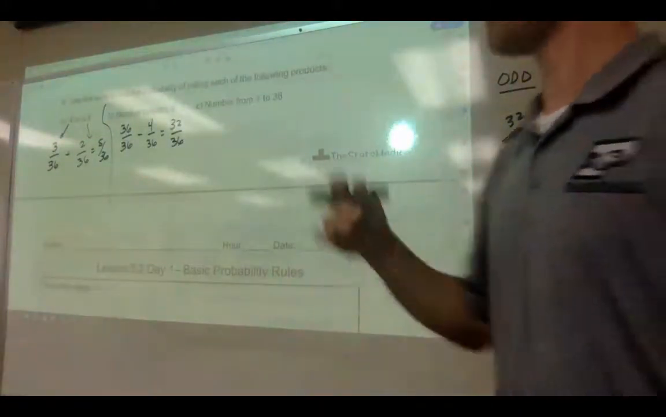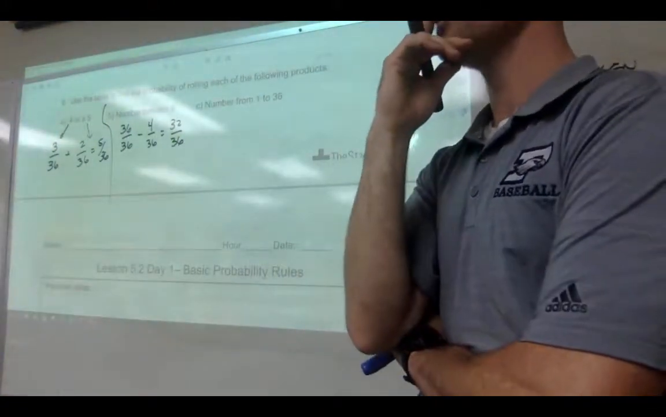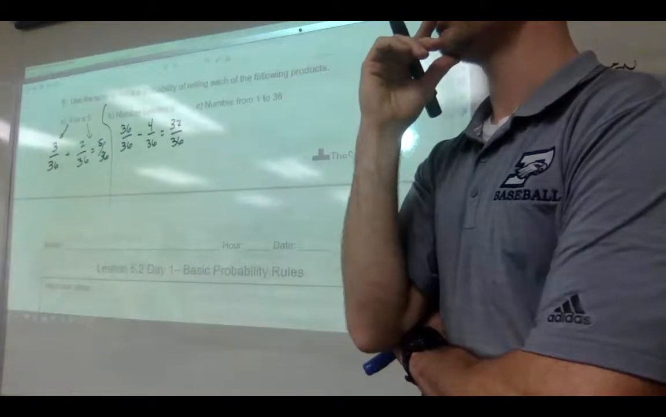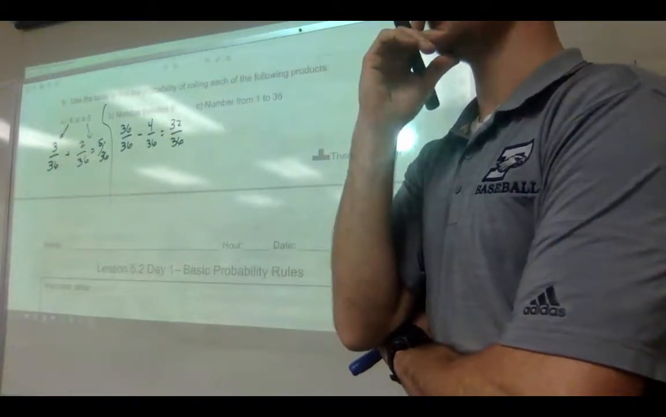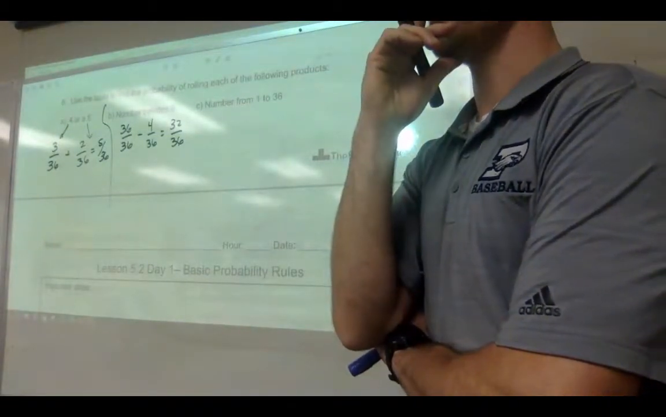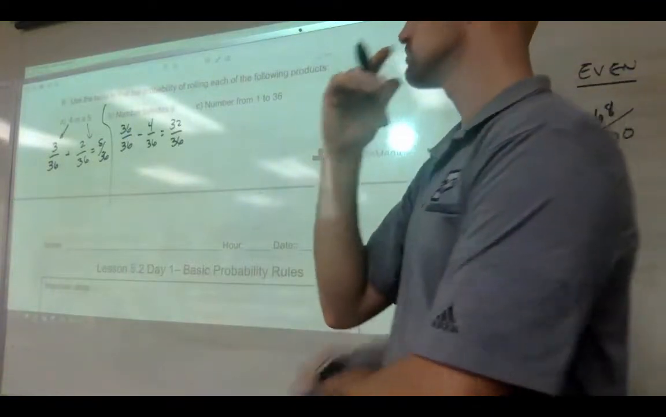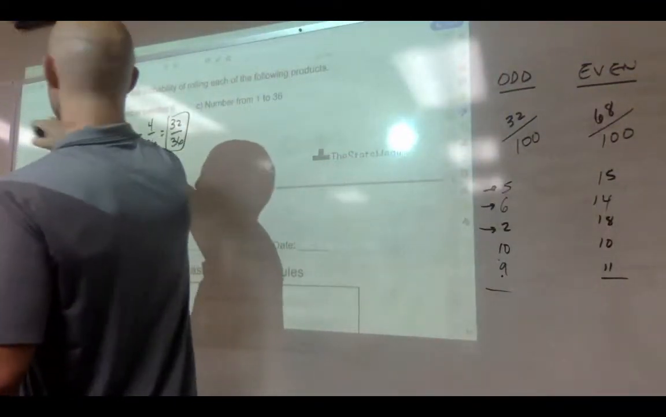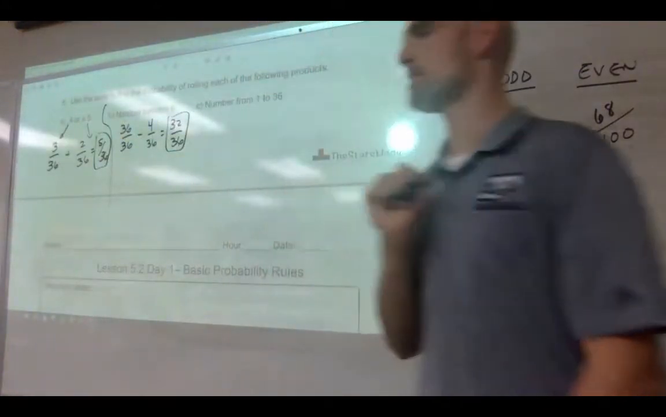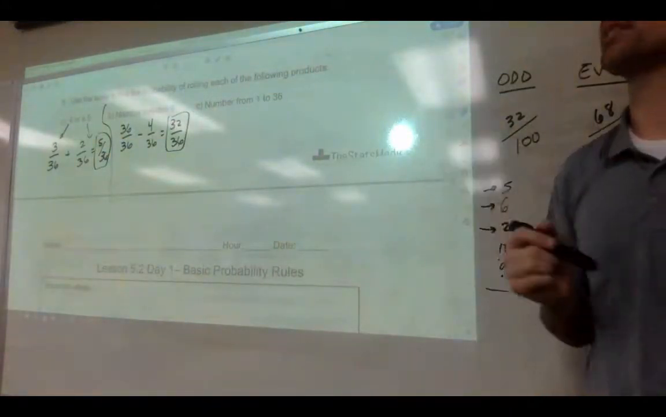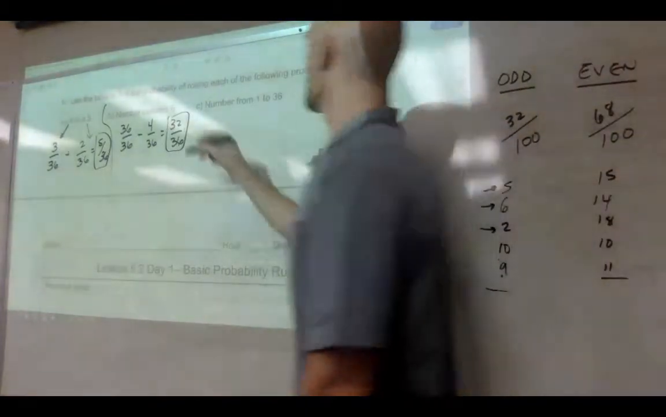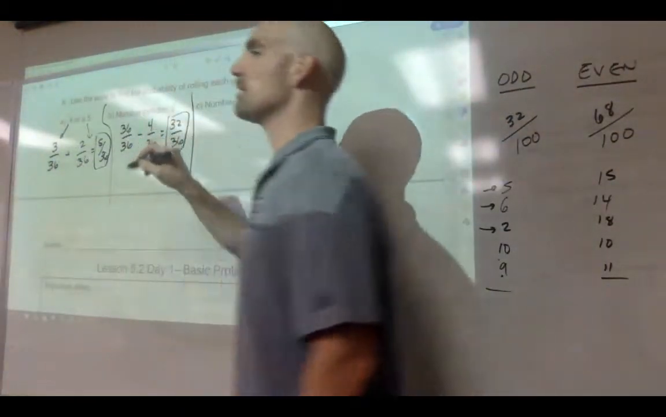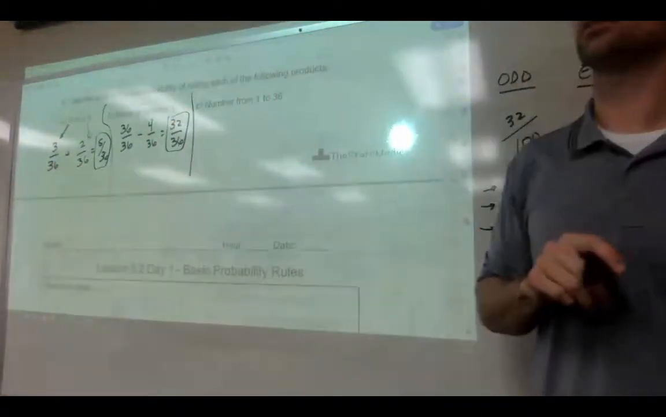Here's an important note on probability. You ready? Why is that important? What does it tell you? The number of possible outcomes. Okay. What about the probability that the number you roll is between 1 and 36?